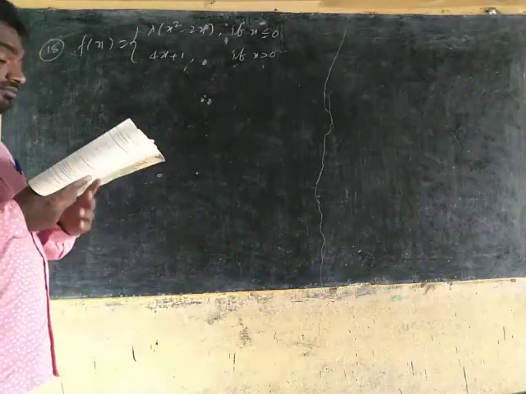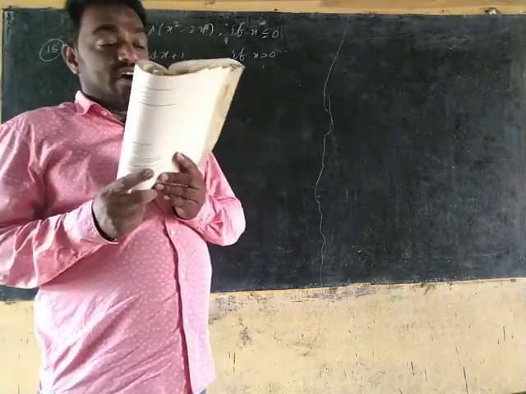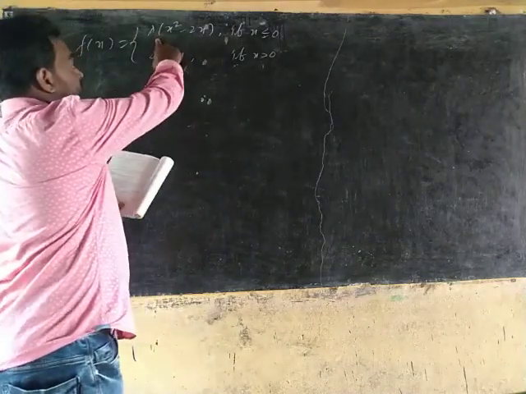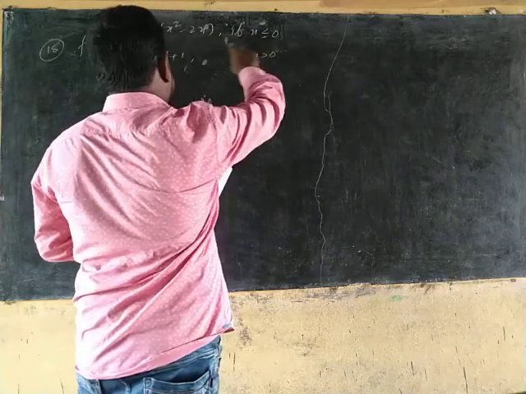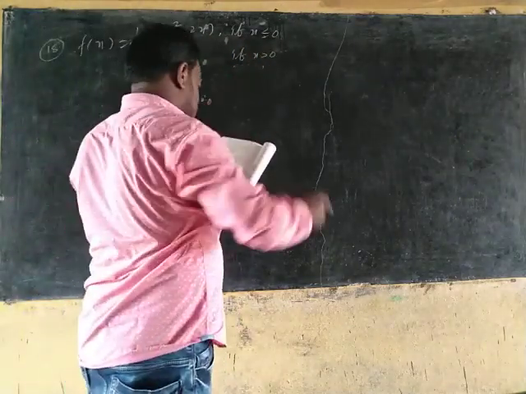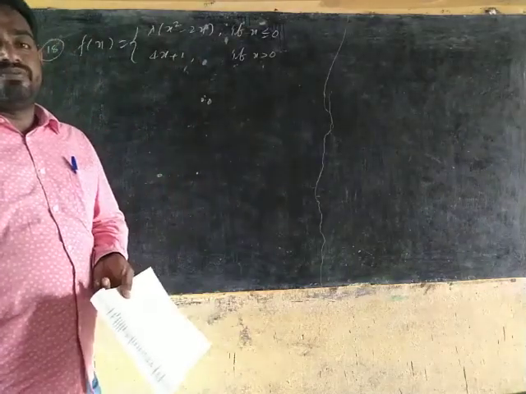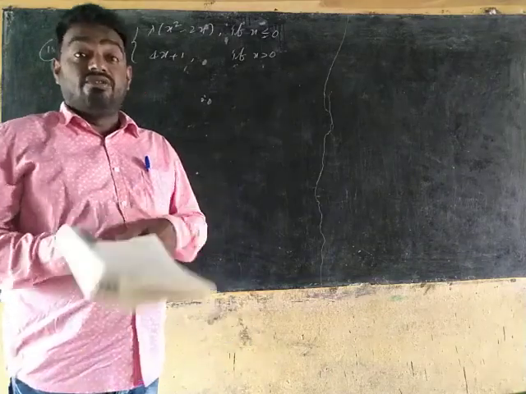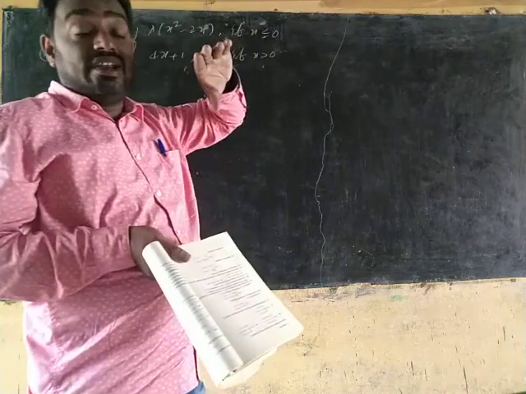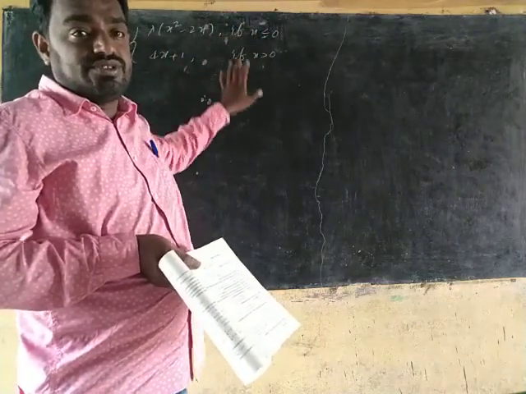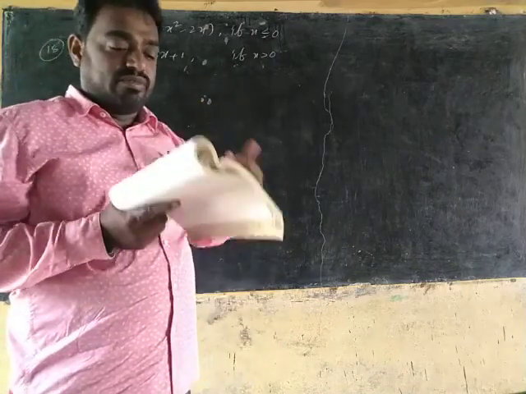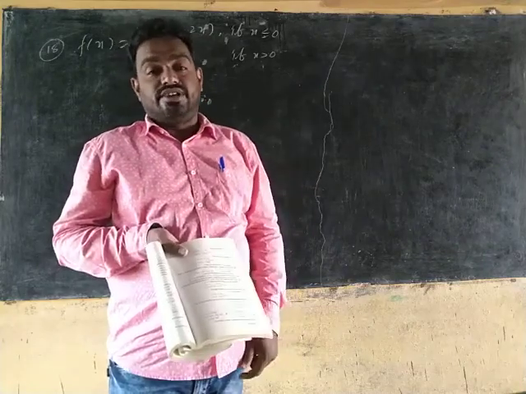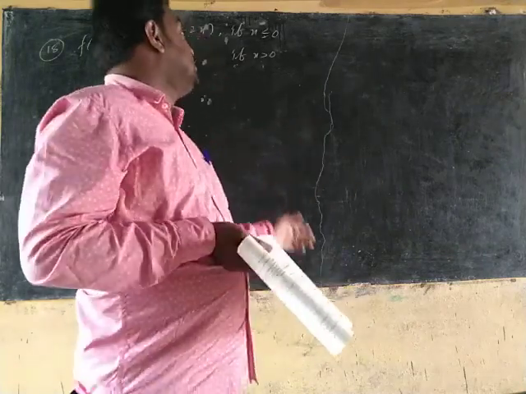See 18th question. For what values of lambda is the function defined by f of x equal to lambda into x square minus 2x if x is less than or equal to 0, 4x plus 1 if x is greater than 0, continuous at x equal to 0? What we need to find here? We need to find the lambda value, for which values of lambda this function is continuous at x equals 0. This is the one question. They given one more question also, you see. What about continuity at x equals 1? At x equals 1, is it continuous or not? We need to check that also.